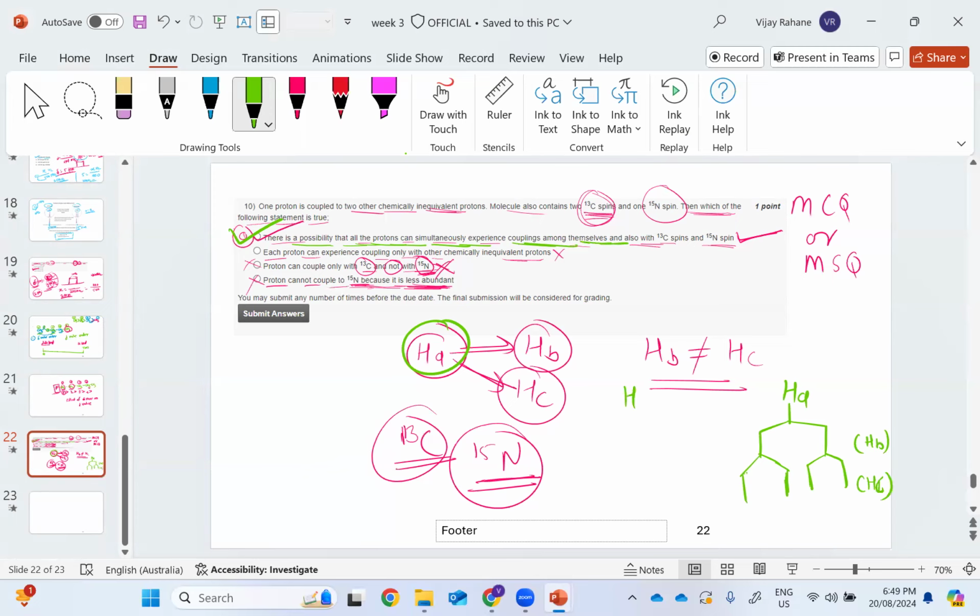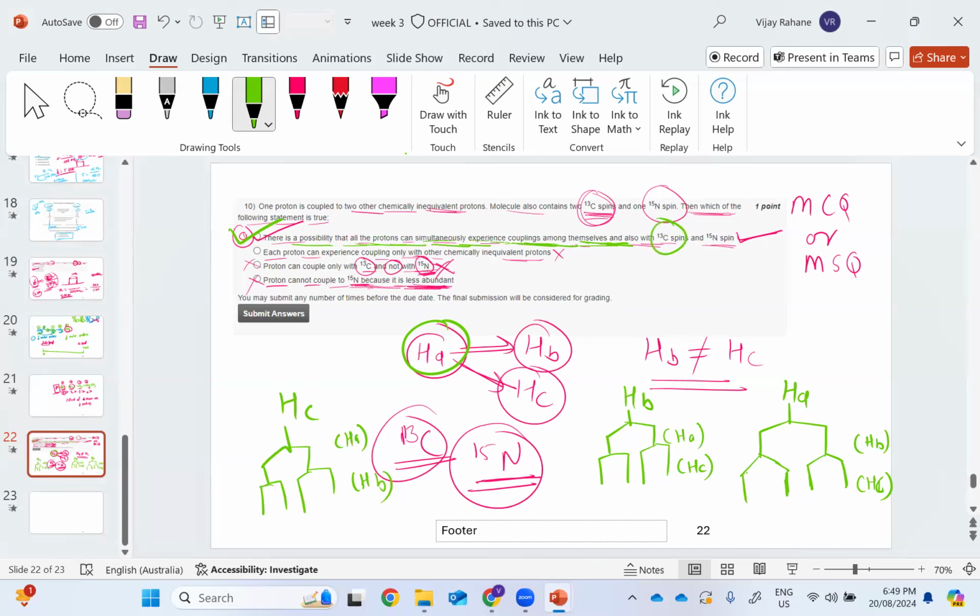Similarly, for Hb protons, this can show the splitting due to the Ha proton, and also the splitting due to the Hc proton. And similarly for Hc, it can show splitting in the same manner due to Ha as well as due to Hb. So this is called simultaneous coupling among themselves.